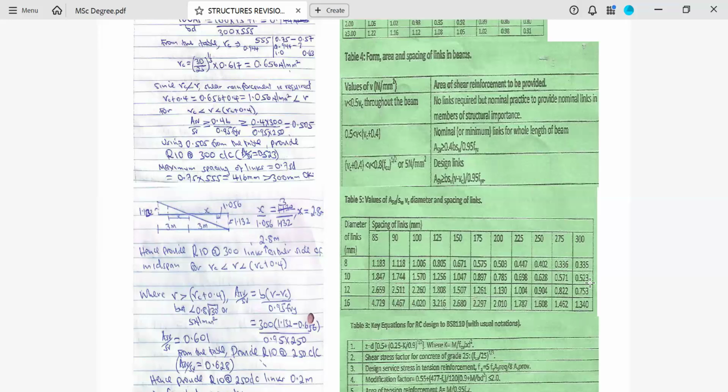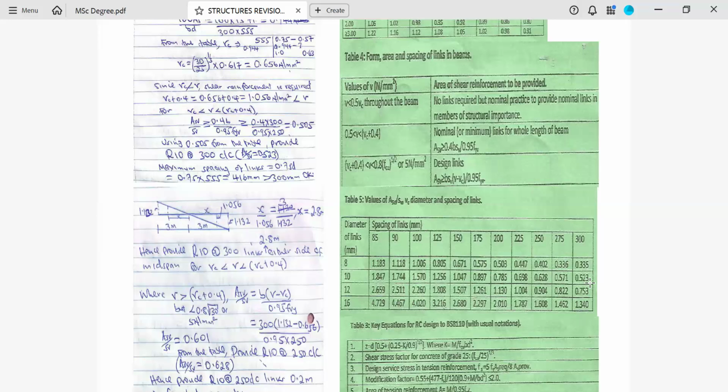So if I compute 0.75 times effective depth, which is 555, I get a value of 416, meaning 416 is greater, or in simple terms, the 300 recommended spacing is less than 0.75 D. Now here we want to determine, because remember in our beam we have two cases: a case whereby V lies between VC and VC plus 0.4, and another case where V lies between VC plus 0.4 and the maximum, which is 5 Newton per millimeter squared, or 0.8 root FCU.